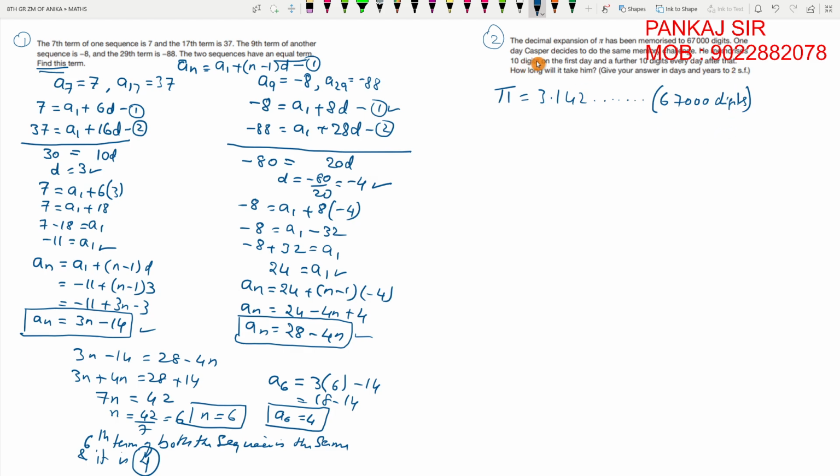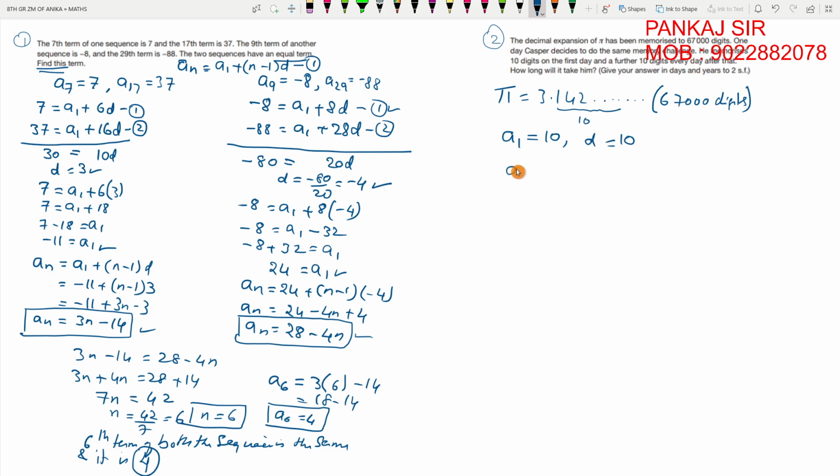Now one day Casper decided to do the same memory challenge. So he memorizes 10 digits on the first day, and a further 10 digits every day after that. So on the first day, that is A1, he memorizes 10 digits. Then on the second day he is memorizing 10 more. That way every day he is memorizing 10 digits more. So you can say that D is equal to 10.